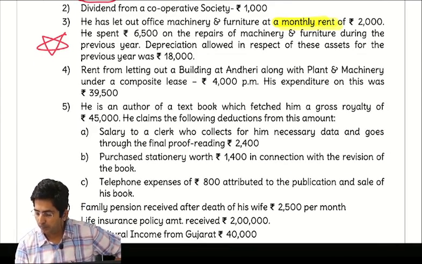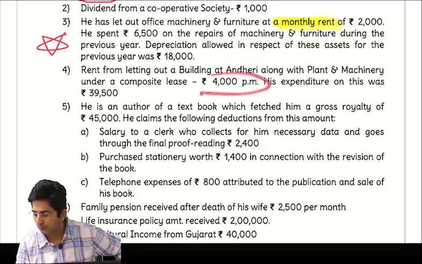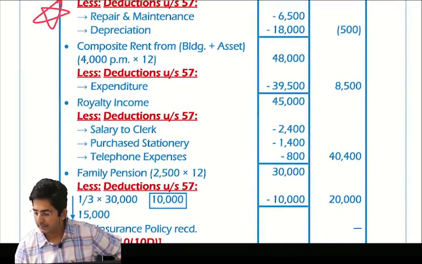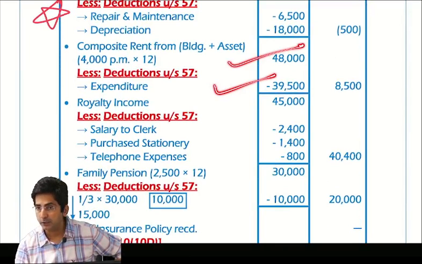Now see the next point. Rent from letting out building. Letting means giving on rent. Building at Andheri along with plant and machinery under composite lease. This is a composite rent, 4,000 per month. So into 12, how much? 48,000. Check the answer, 48,000. Expenditure was 39,500. Outer column 8,500.